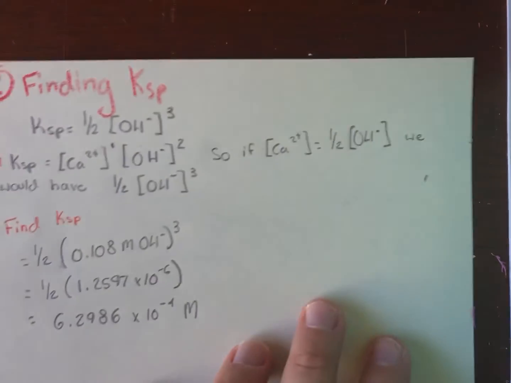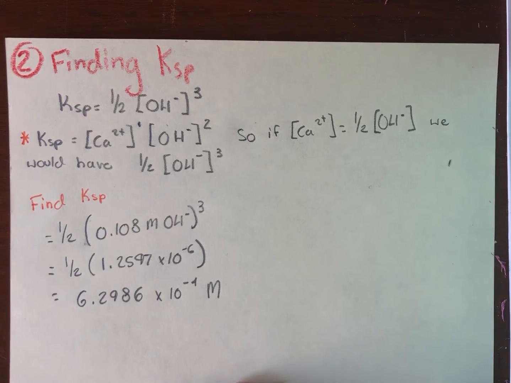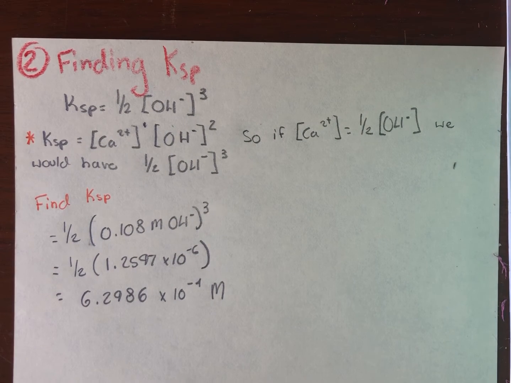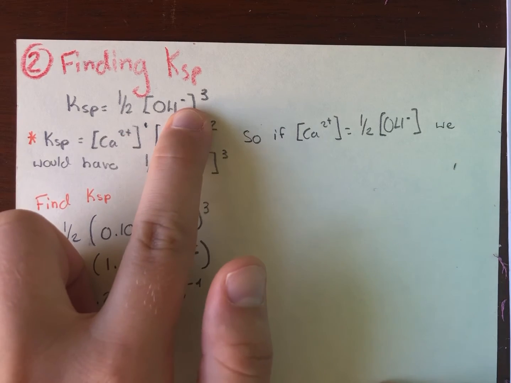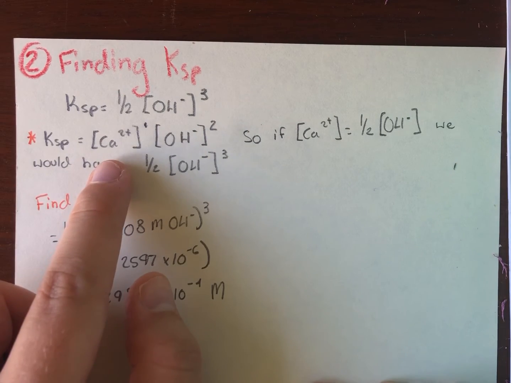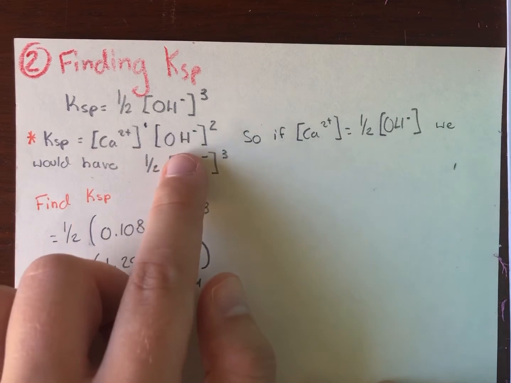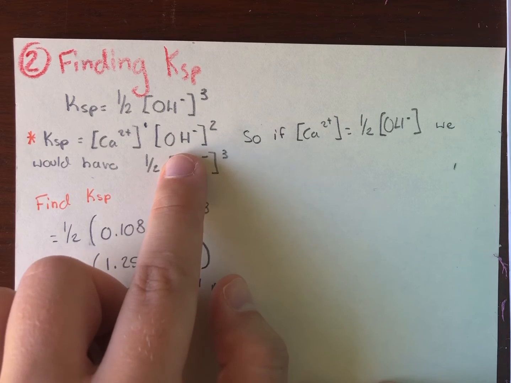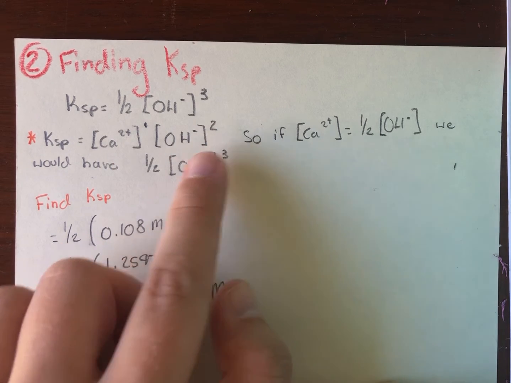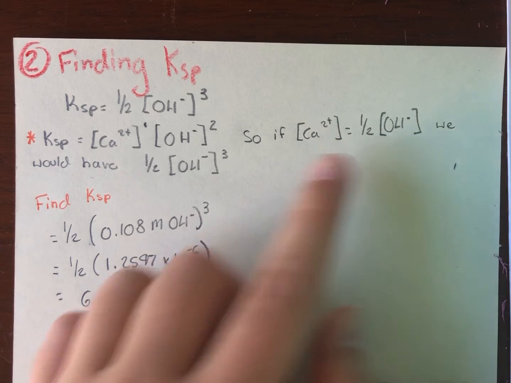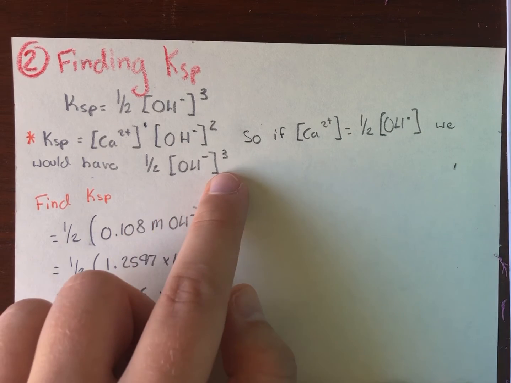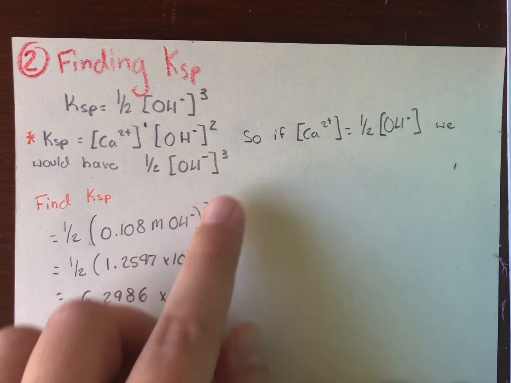Next, we're going to look at finding KSP. The equation for finding KSP is half of the hydroxide ion cubed. What we did to find that cubed value is, if you look at the original calcium ion, which is first order, and then hydroxide ion, which is second order, if you replace it, to simplify it, we get half OH to the cubed.